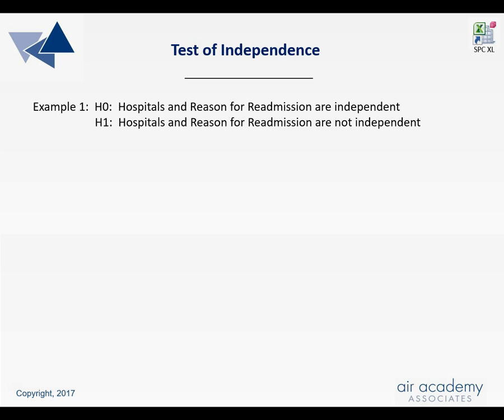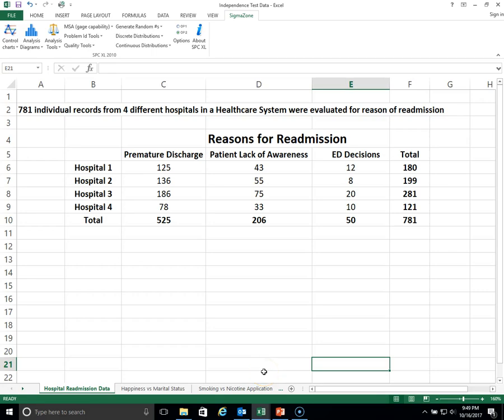at a fairly high sample. I think it's over 700 data points. So let's take a look at this example. In this example, we looked at 781 individual records from 4 different hospitals in a healthcare system, and we looked at the reason for readmission.